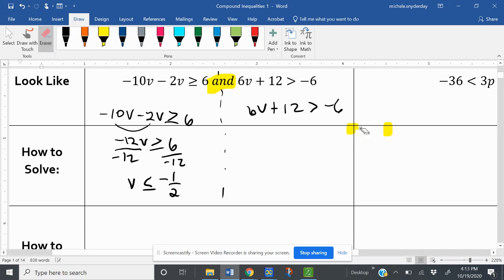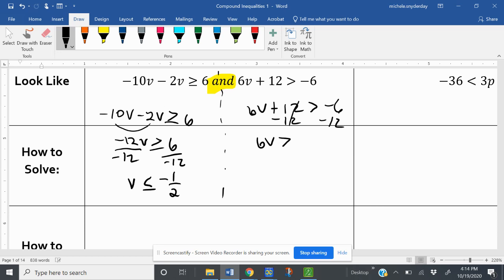Let's see. So we would need to subtract 12 on both sides on this one. That goes away, and we have 6v is greater than negative 6, and negative 12 is a negative 18. Divide both sides by 6. We're not dividing by a negative number, so we continue with the same inequality sign. And this is v is greater than negative 3.